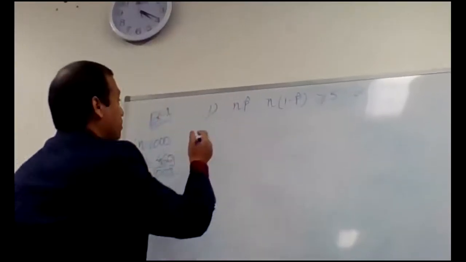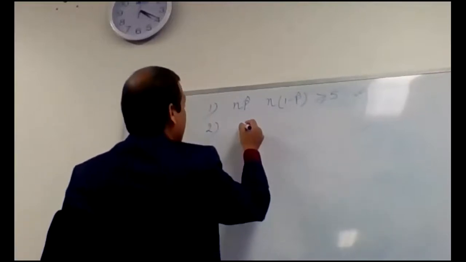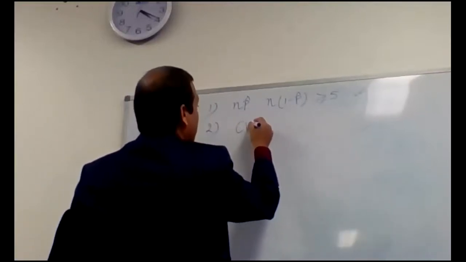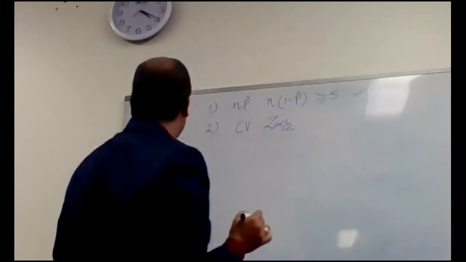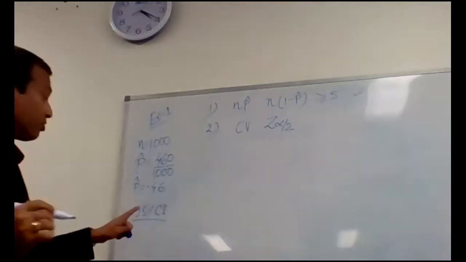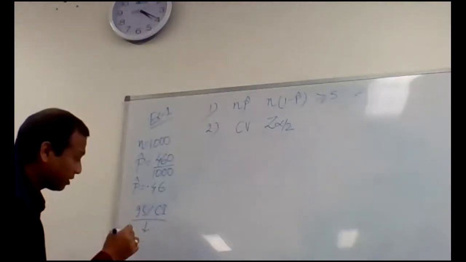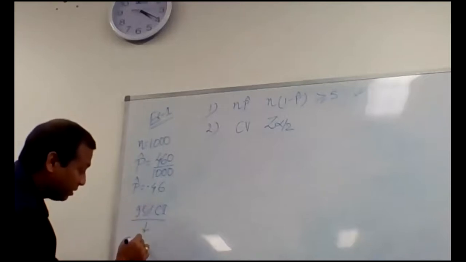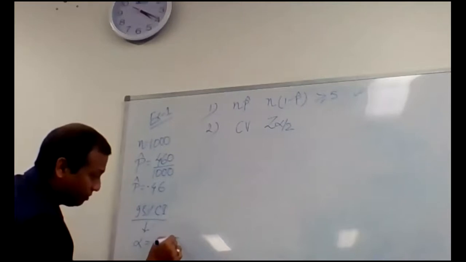Find the Z alpha by 2. So what is the critical value? That is the critical value, Z alpha by 2. In the case of a 95% confidence interval, this is important. If you could recall, if it is 95%, how much is the alpha value? 0.05.